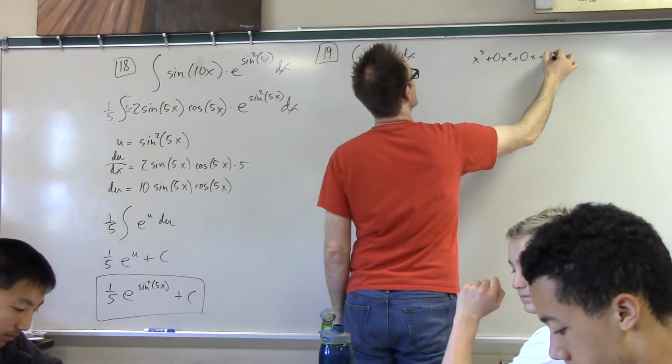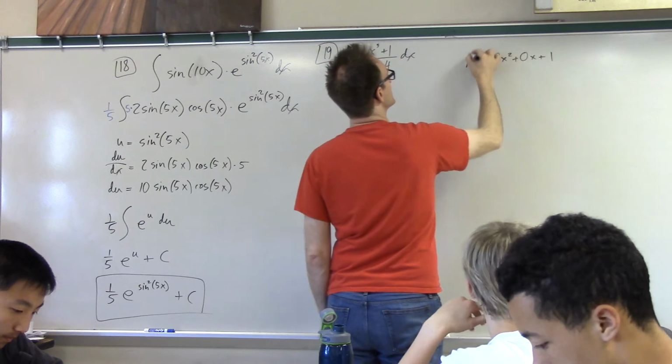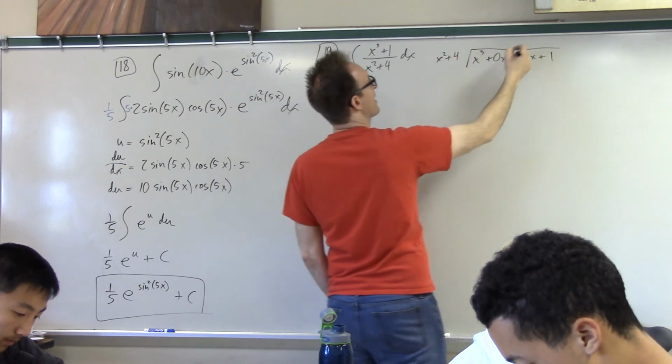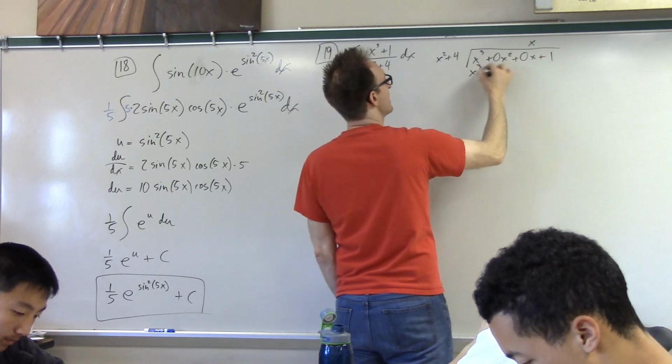Off to the side, get ready to do a little polynomial long division, and it's not even really that hard, because this goes in x times x cubed plus 4x.